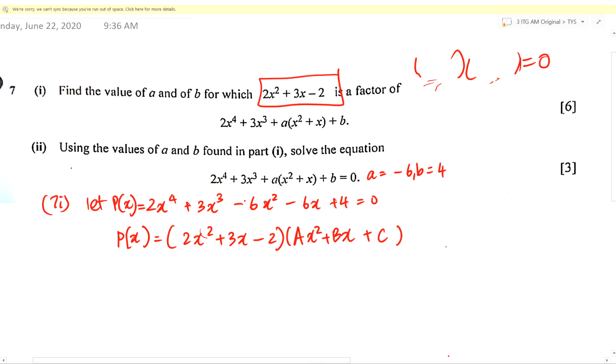In order to get x to the power 4, it can only come from the multiplication of two terms: 2x squared and ax squared. This is the only way I can get x to the power 4. So from here, we tell straight away that a equals 1. We don't even need to do the working.